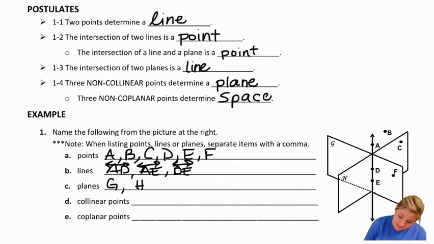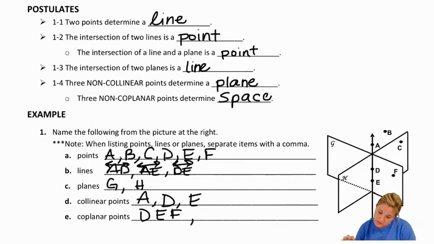Collinear points, that means they're on the same line. You would have A, D, and E. Those are all collinear points. They're all on the same line. And then coplanar points, which are on the same plane. So it looks like coplanar points would be D, E, F, and then I would say C, D, and E. Those are all coplanar because they're where G and H intersect. That's that line, ADE. And so therefore D and E are on both of those planes there.